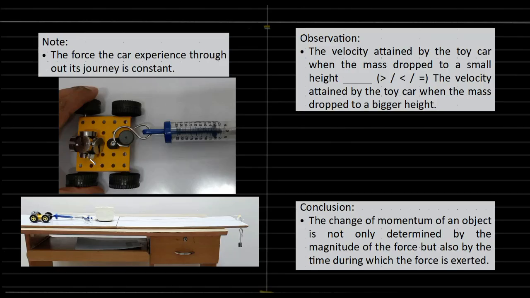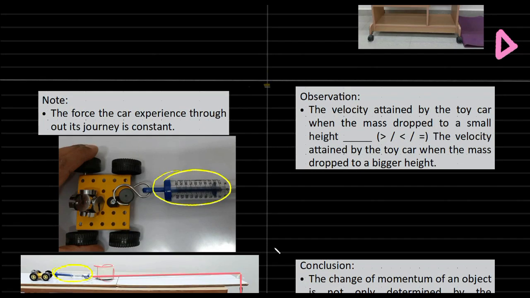I have the same toy car attached to a spring balance, the same spring balance, and that in turn is attached to a thread, which in turn is attached to another weight. So this entire system is stable because of this weight over here. When I lift it, things start moving.